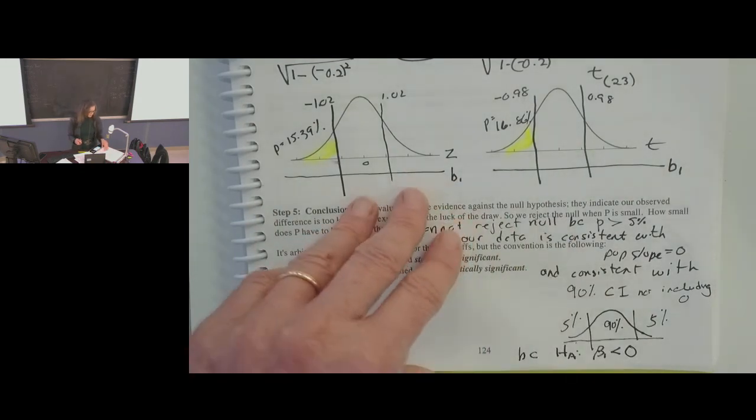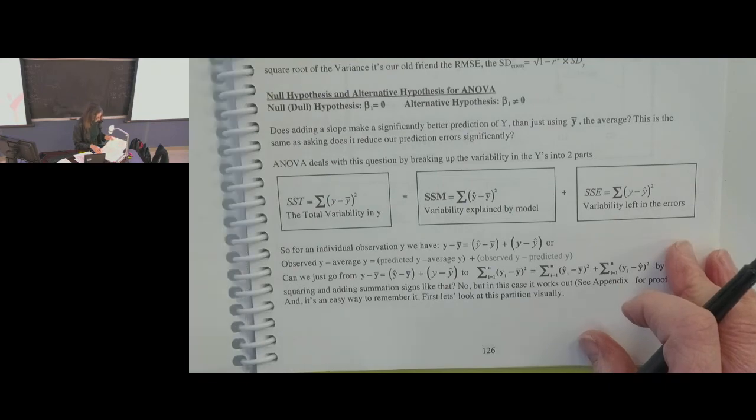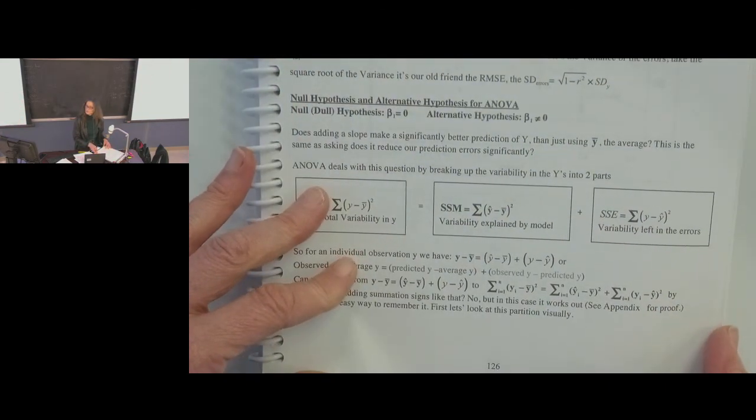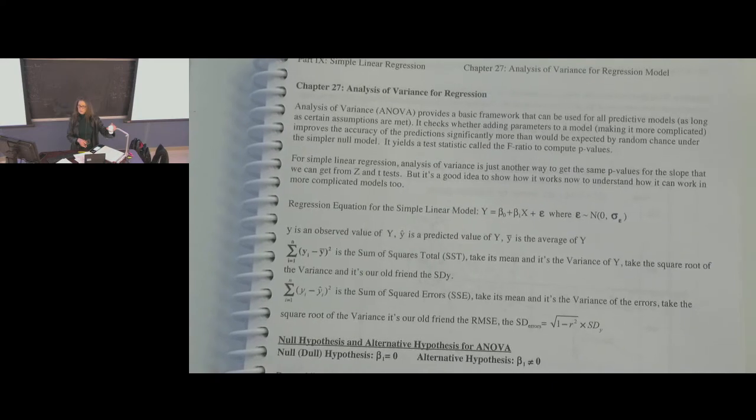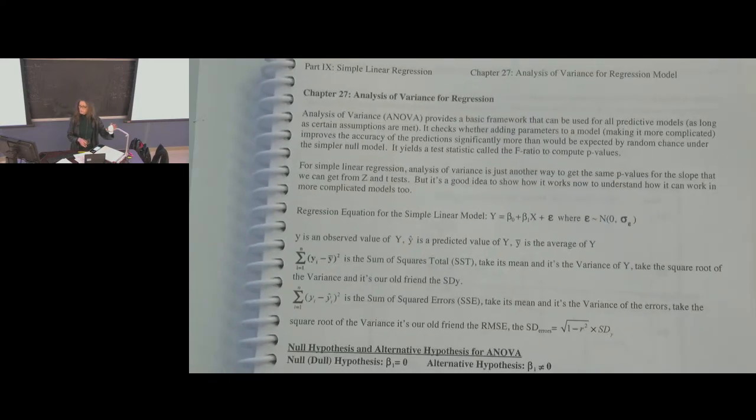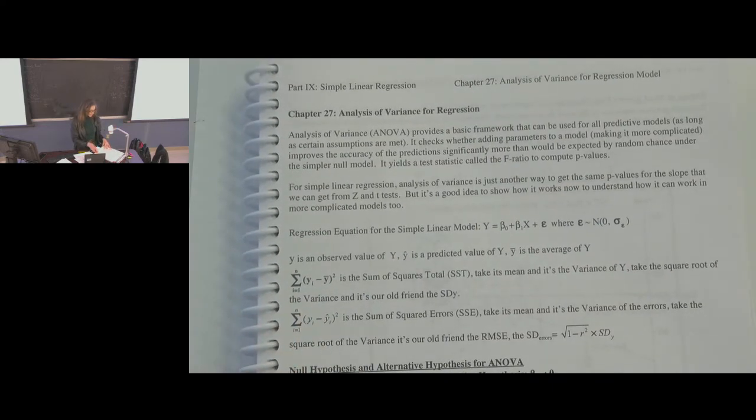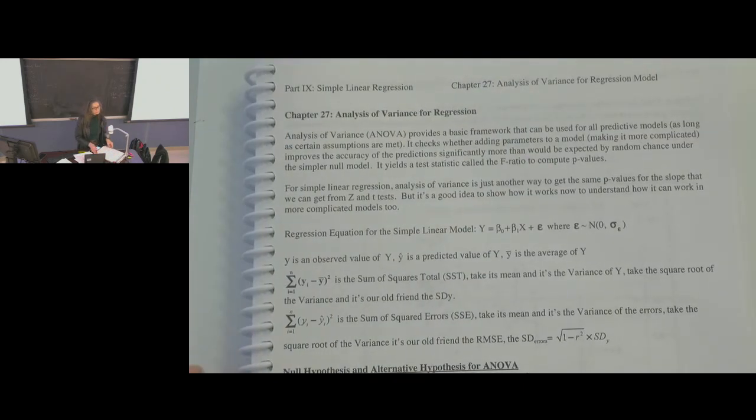Sounds good. And let's see if we're finished. We are. Next time we're going to start something really cool called analysis of variance that we're going to be using for multiple regression. We're just going to start it with simple regression. We're going to be using it to test linear models in general. So it's going to be good. That's what we'll do next time.